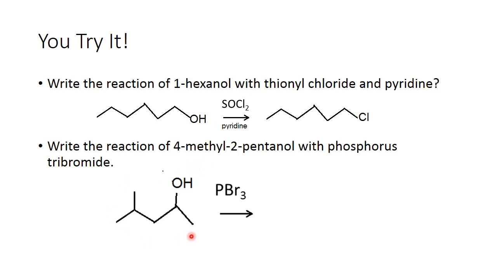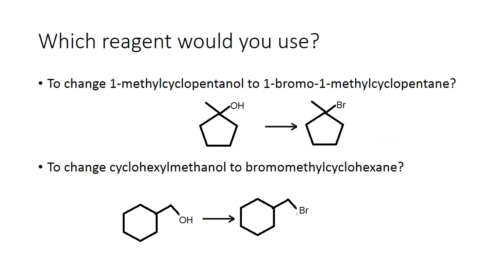So what's the product here of 4-methyl-2-pentanol with phosphorus tribromide? The product of this reaction, because it's secondary, will work. And so what happens is the alcohol is replaced by a bromide. And we get 4-methyl-2-bromo, or I guess 2-bromo-4-methylpentane.